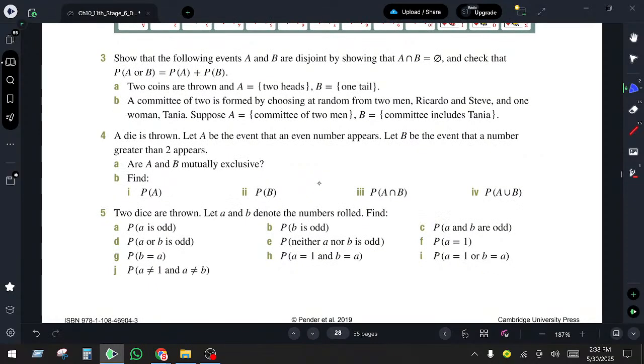Show that the following events A and B are disjoint, showing A intersection B equals empty. 2 coins are thrown. One event A is getting 2 heads. Another event B is getting 1 tail. Is there any relation? Their output space is different. You have to add them up. This is the formula. The coin is thrown, A equals so and so, B equals so and so. We just have to verify.